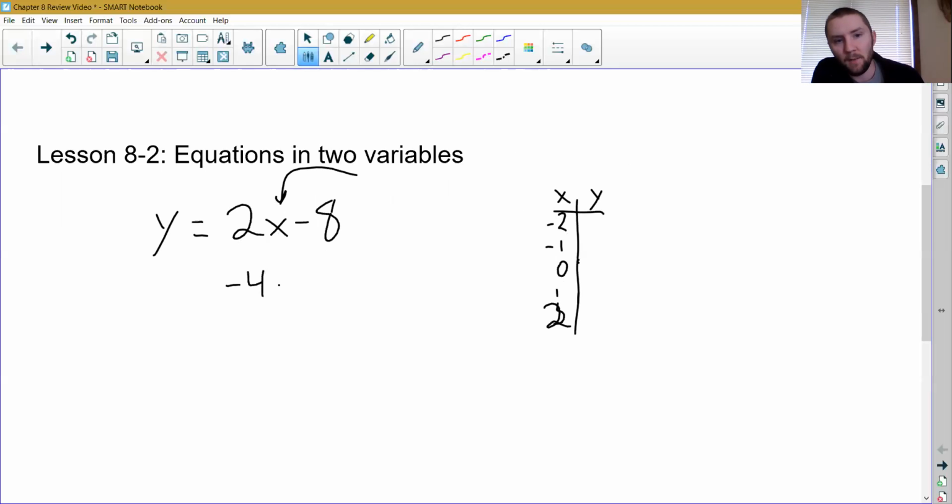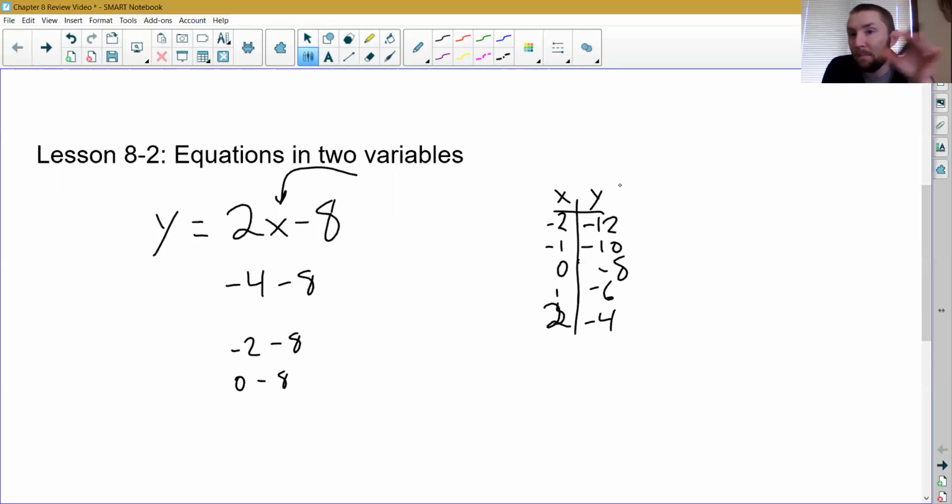So this becomes -4 minus 8, which makes -12 here. If I put -1 in there, 2 times -1 is -2, minus 8 is -10. If I put 0 in there, it becomes 0 minus 8, which is -8. If I put 1 in there, it's 2 minus 8, which is -6, and this is -4. So we make a table of values, and each of these x and y pairs is then a coordinate point on our coordinate grid.